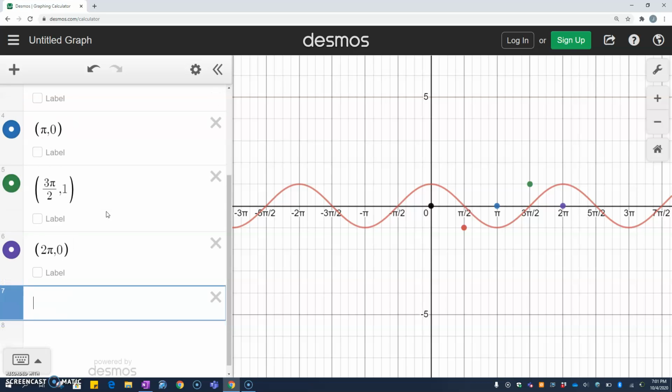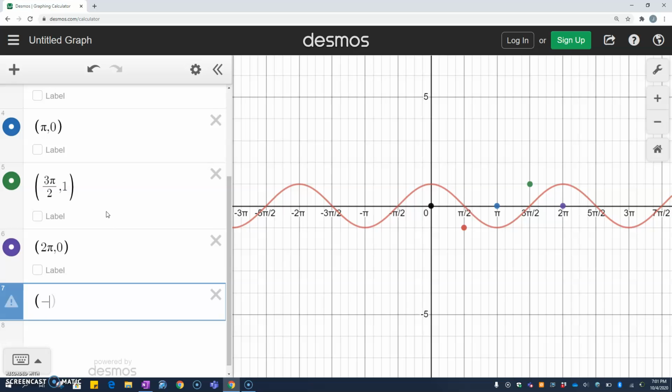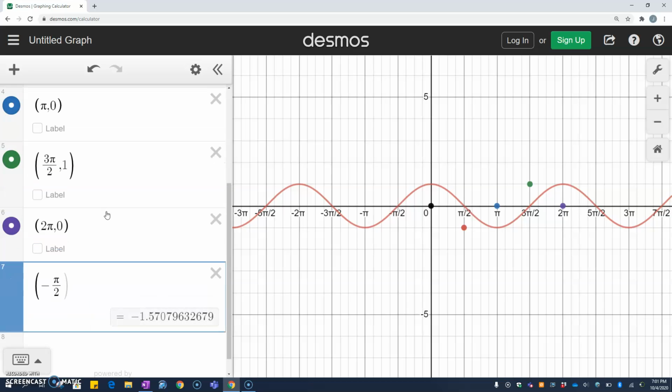So let's go one in reverse just to see if we're seeing a similar pattern and there's no surprises. So we'll look at negative pi over 2. And at negative pi over 2, it looks like we're going up from left to right. So that's going to be positive, and we'd have a slope of 1. All right, so we see these points.